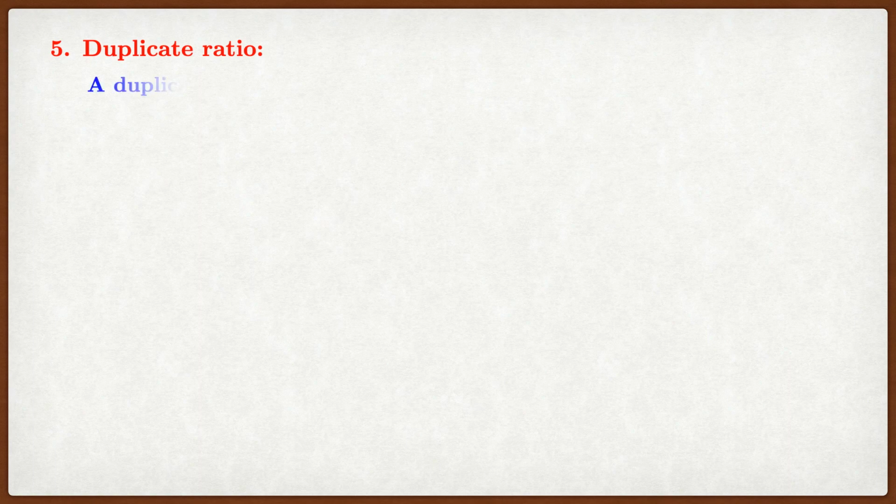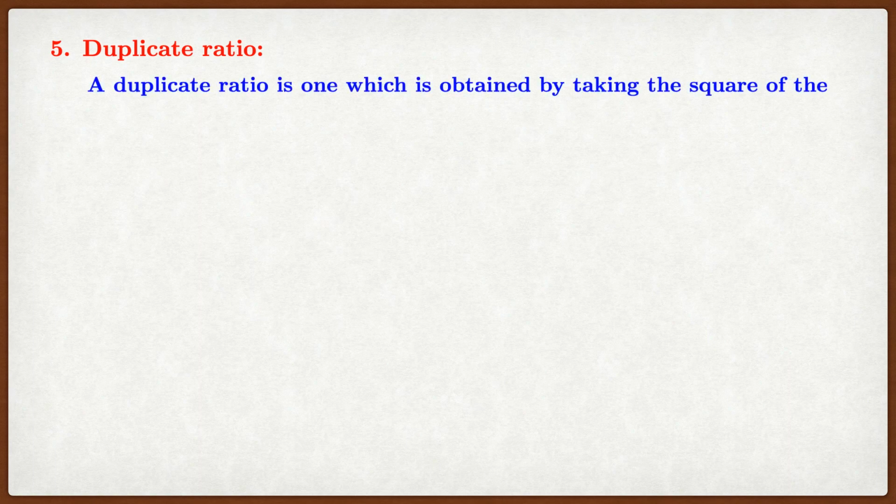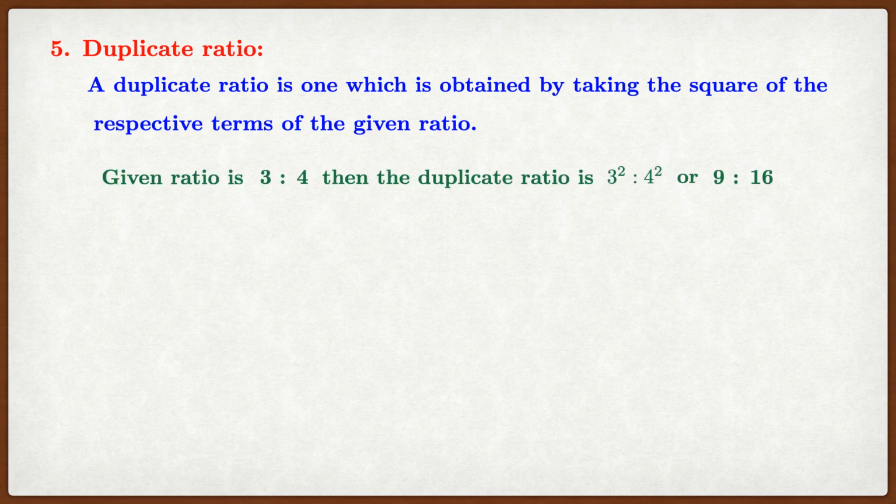Duplicate ratio. A duplicate ratio is one which is obtained by taking the square of the respective terms of the given ratio. That is, we are going to square the given ratio. Given 3:4, what will be the duplicate ratio? Means square it. That is 3 square is to 4 square, 3 square is 9, 4 square is 16. 9 is to 16.